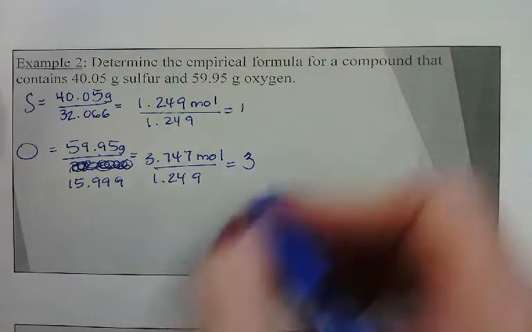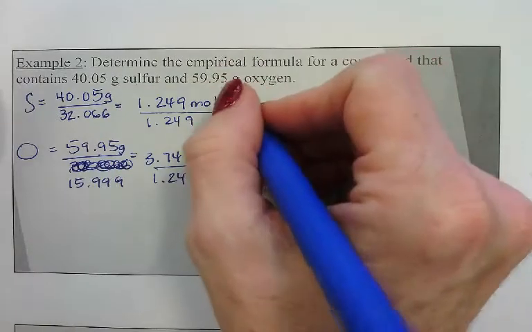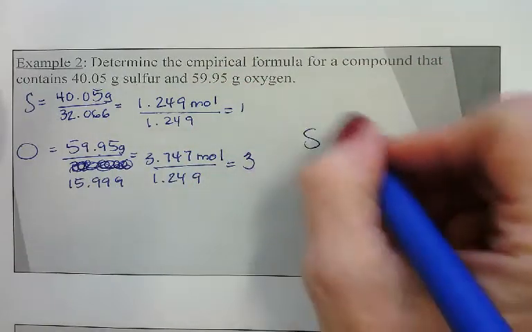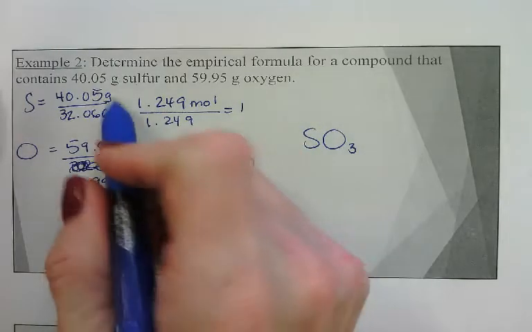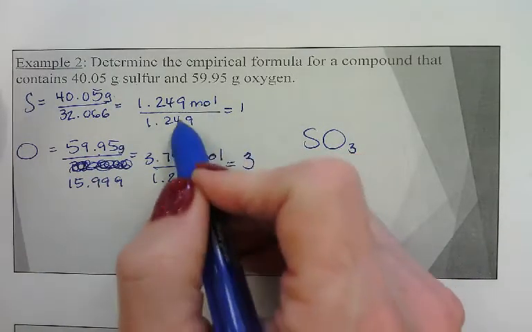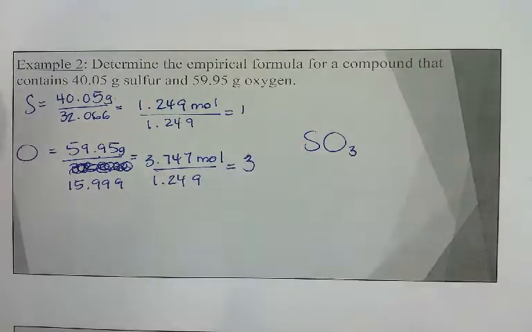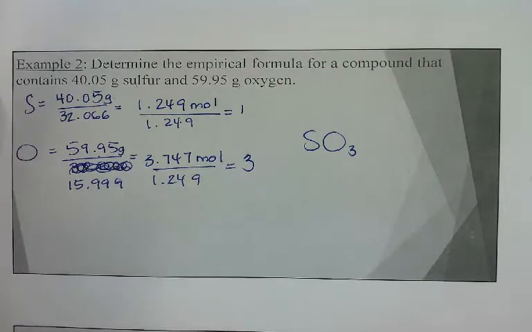What's the empirical formula here? There's my subscript. There's my subscript. SO3. Why didn't we have to then make whole? Because they were both already whole numbers. Duh. Percent to mass, mass to mole, divide by smallest, and make whole. So they were already whole numbers.